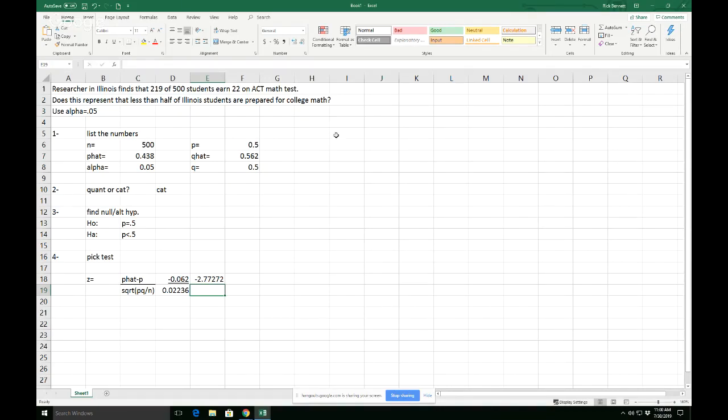Step number 5, find your p-value. How do I find that? There's 2 ways: your chart and the computer. Which one do you want to do first? Computer, since you're already there.